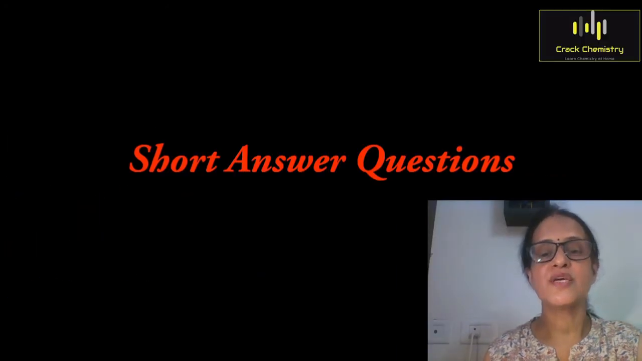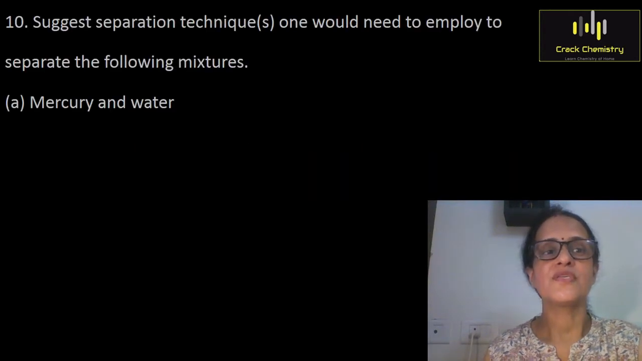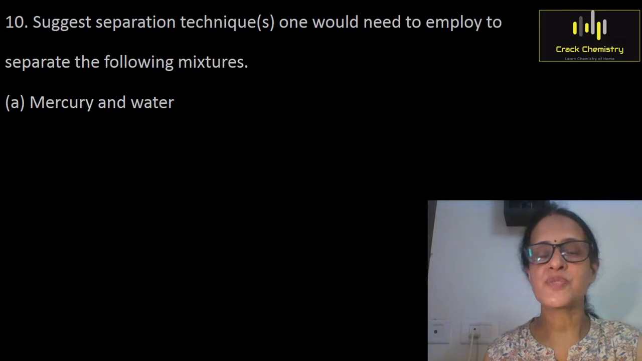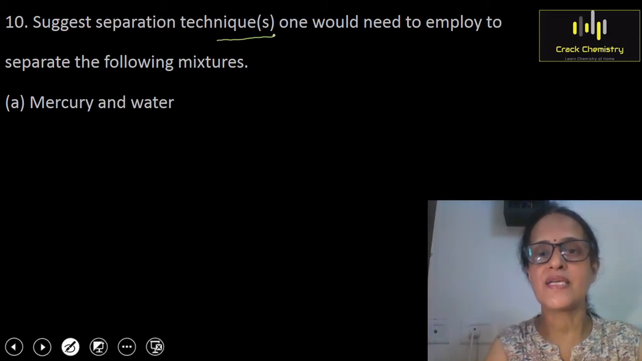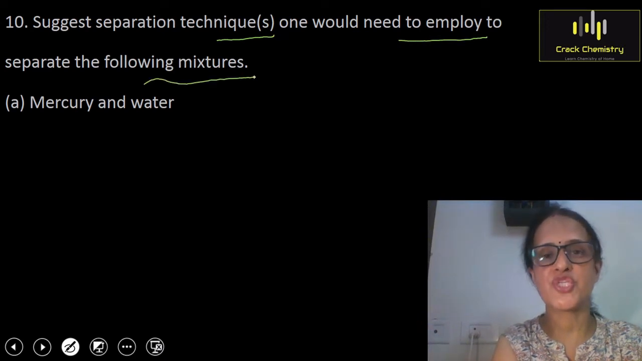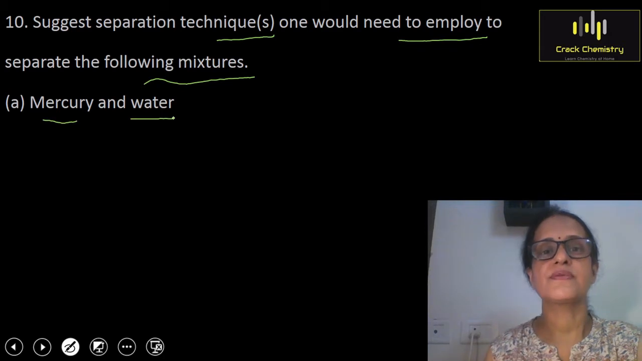Our topic is short answer questions of exemplar problems. Students, in part 1 I explained 9 questions. So this is the 10th question. Question 10th is that suggest separation technique or techniques which you require to separate the following mixtures. You have been given a mixture of mercury and water.